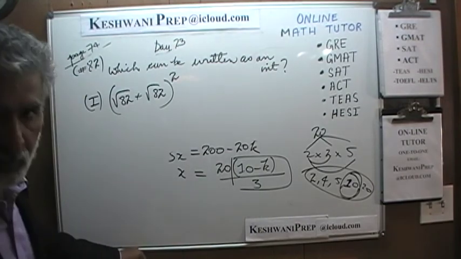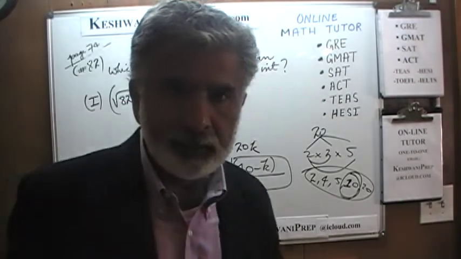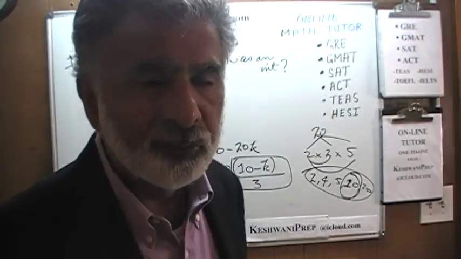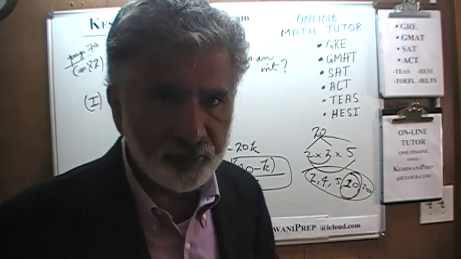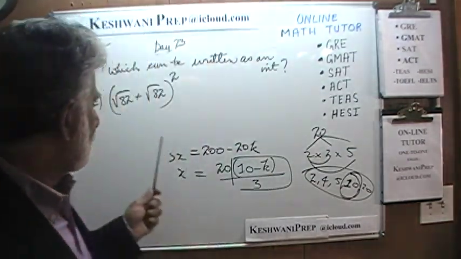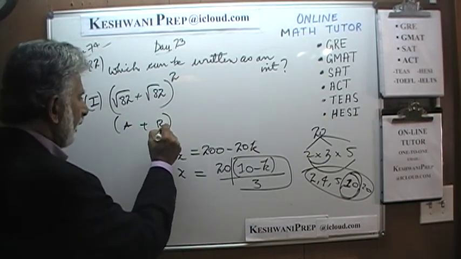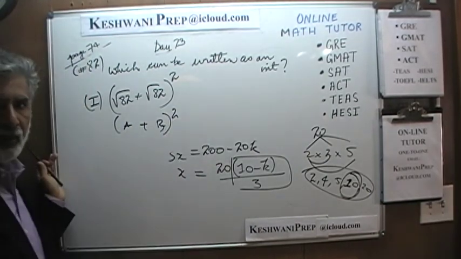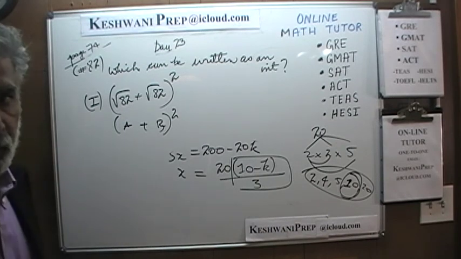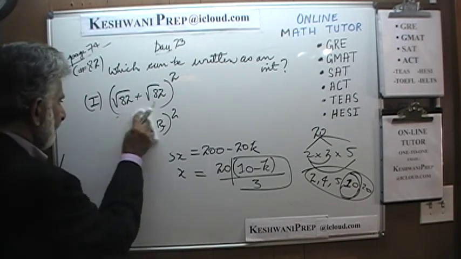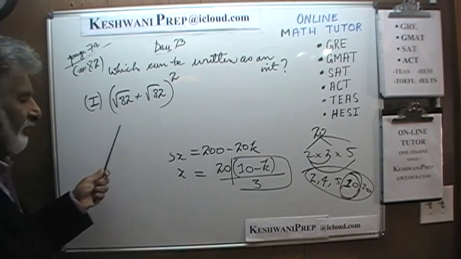Now what they're hoping that we will do here is, in our haste, because people are always gung-ho about doing algebra, that you'll end up using the formula of a plus b whole squared, and you will expand that thing and try to solve it that way. If you do that, you will never get anywhere. All we have to do here is this, look.